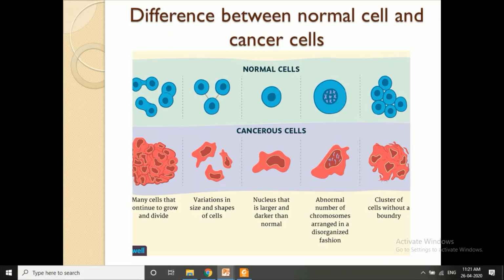in the normal cell, but in cancerous cells the size and shapes vary. The nucleus is larger and darker in cancerous cells compared to the normal cell. Also, an abnormal number of chromosomes are arranged in a disorganized fashion in cancerous cells, which is highly organized in the normal cell. The last quality is that you can see the boundary in normal cells, but you cannot see a proper boundary in the cancerous cell.